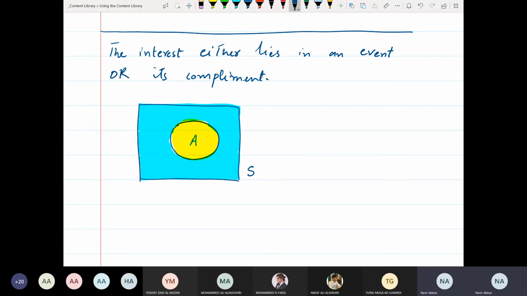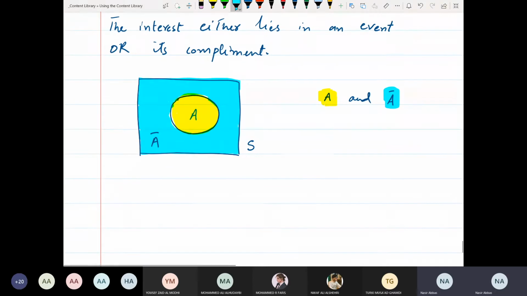So we have A and a complement. A in the diagram is highlighted by yellow color. A complement is highlighted by blue color.